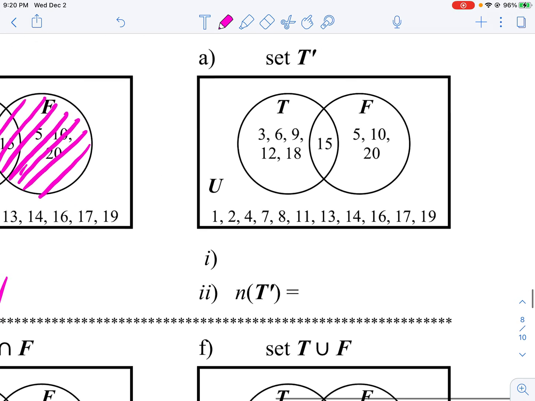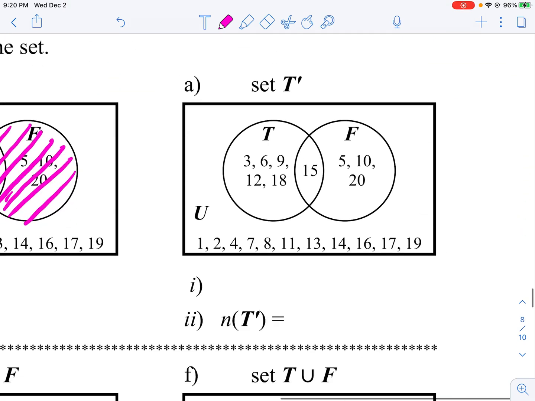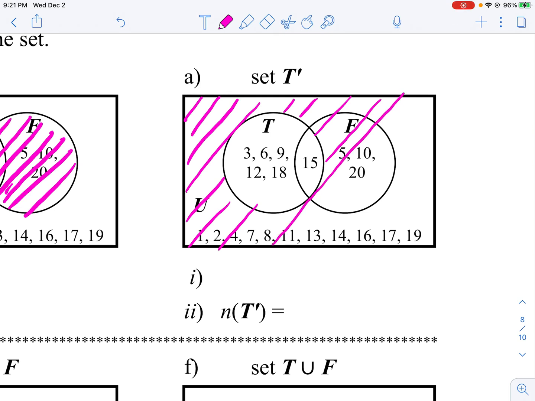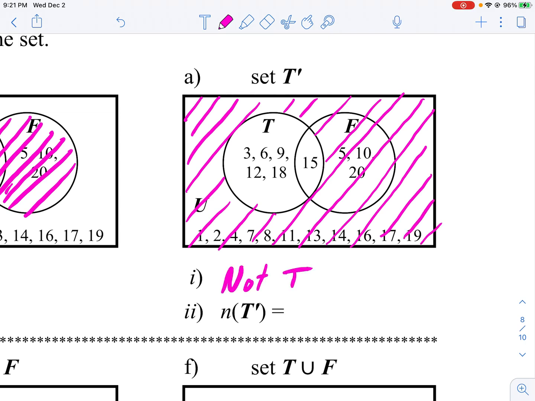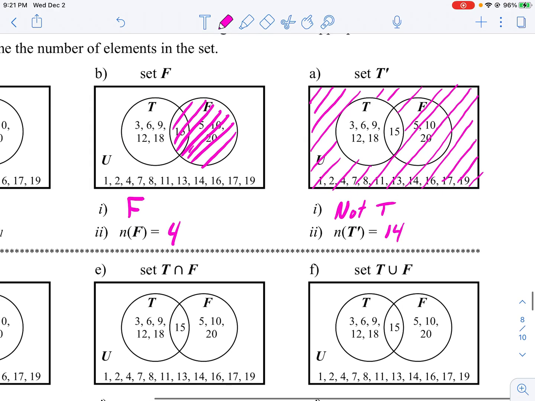Set T prime. Well, that's the complement, if you remember, of T. So that's everything except for T. And we'd call that not T. The number of not T, there is 1, 2, 3, 14. 14 items that are not in the subset T.